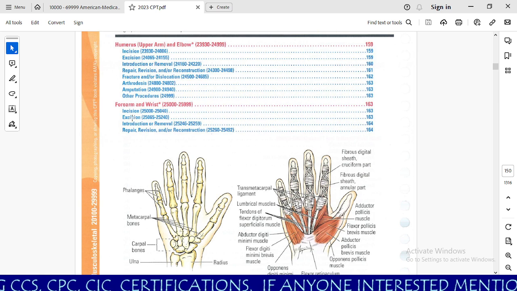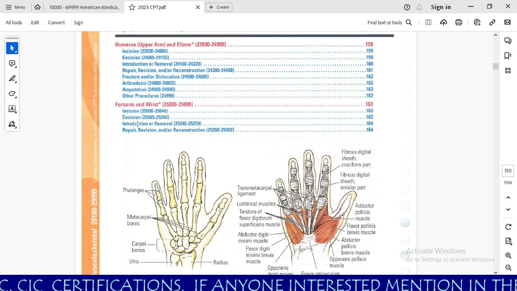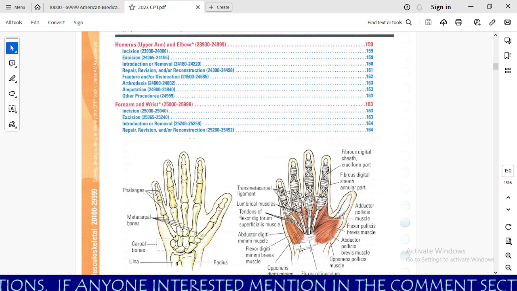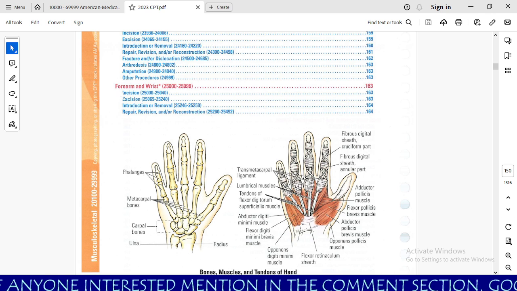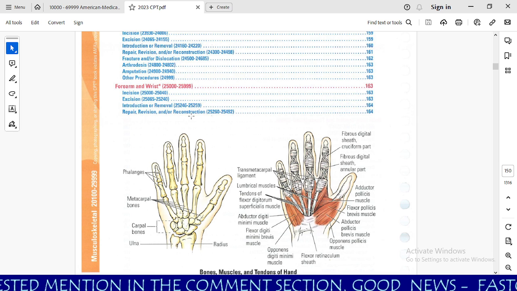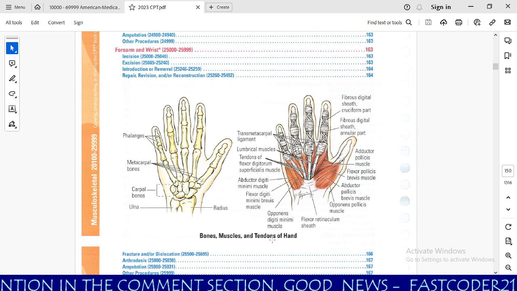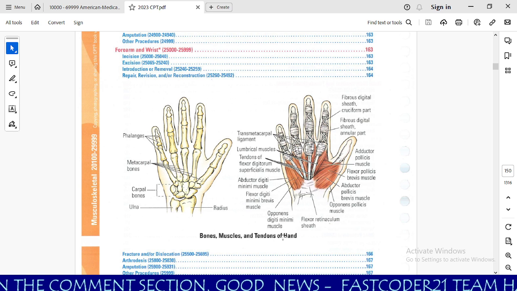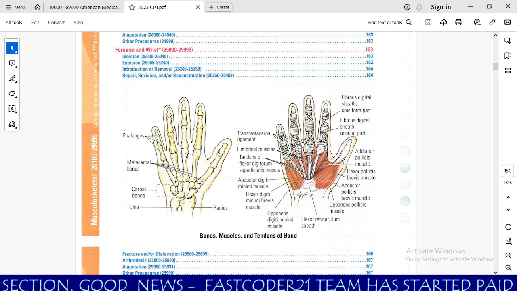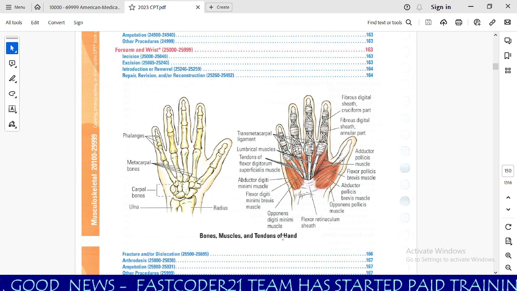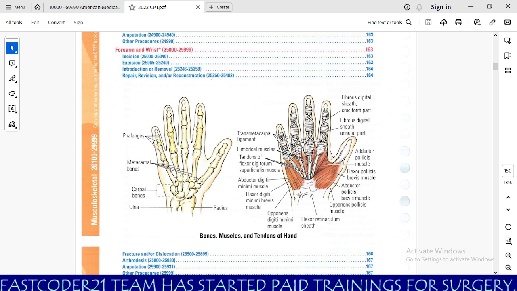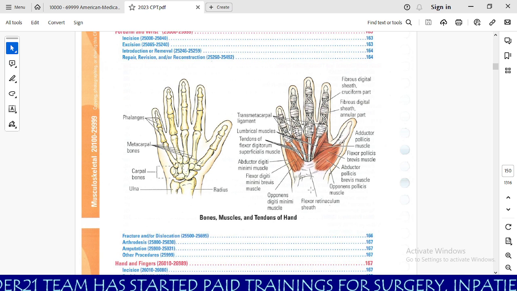Again, after humerus we have forearm and wrist. Okay, here also we have incision, excision, introduction or removal, repair, revision or reconstruction. During our session we are going to learn the meanings of what is incision, what is excision, what is introduction or removal, what is repair, revision or reconstruction, and also bones, muscles and tendons of the hand. As all of us know, most of the same day surgery procedures depend on hand and wrist area also. Whenever you code hand and wrist procedures, you will see all these bones, muscles and tendons. These are very important in order to code properly.